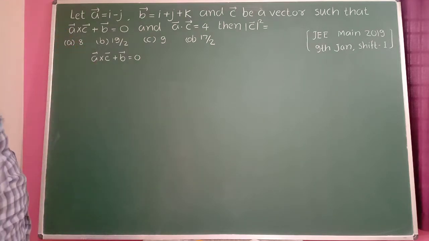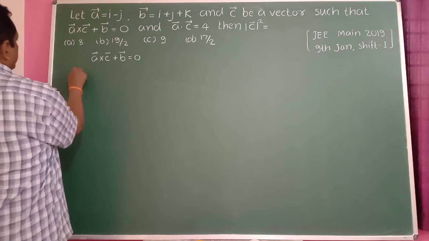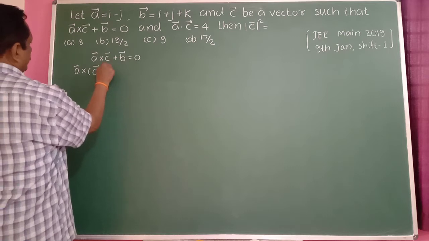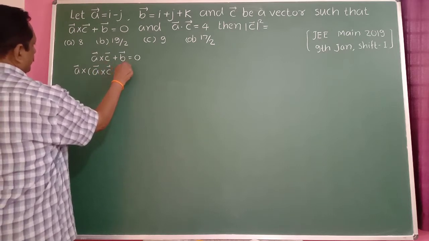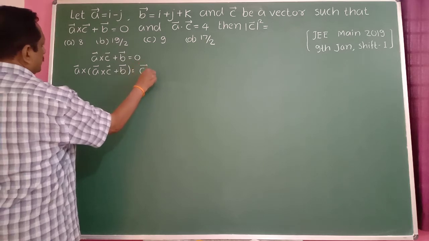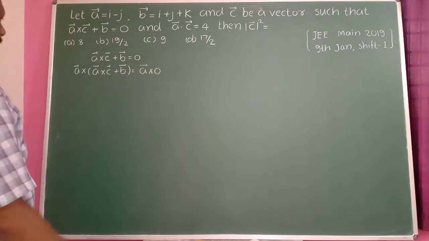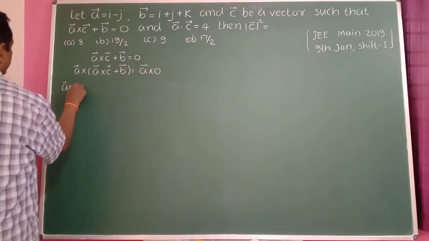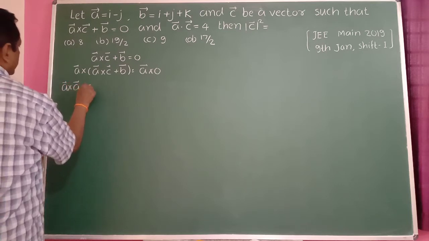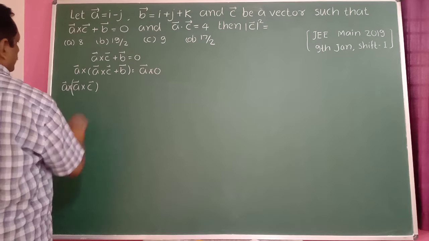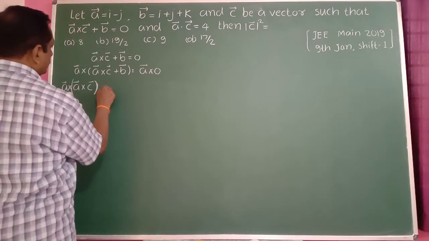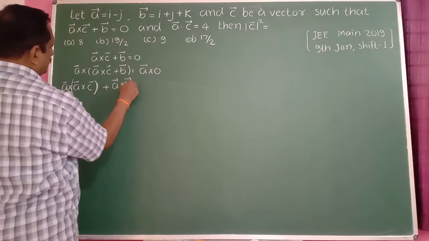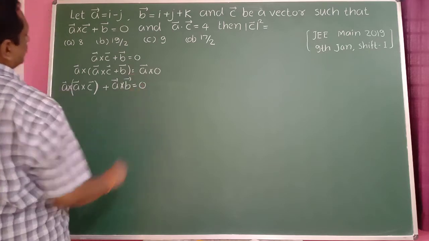Then taking the cross product of a bar on both sides: a bar cross (a bar cross c bar plus b bar) is equal to a bar cross the null vector 0. Take this a bar inside: a bar cross (a bar cross c bar), then plus a bar cross b bar. A bar cross b bar gives 0. Right side becomes 0.